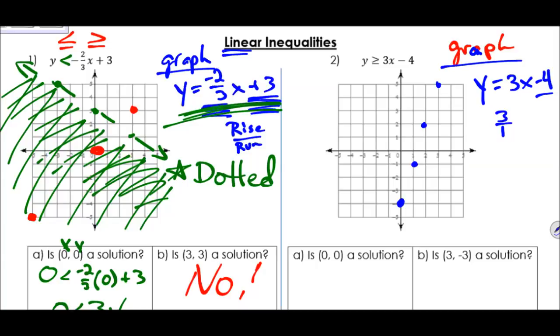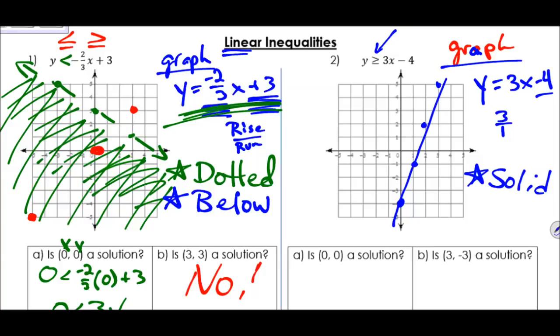Oh, I'm sorry, I forgot to put my extra star here. This was a dotted one, and I shaded below the line. This one is going to be a solid line because it's greater than or equal to. So I'm just going to connect those dots just as normal. I kind of missed, but that's okay. It's just a solid line that passes through those 4 points.